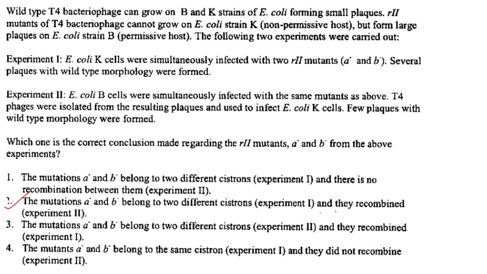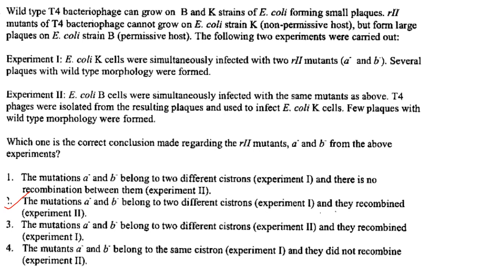And what did you obtain? You got few plaques with wild type morphology. Only very few plaques were obtained. Now what could be the reason for this? The reason is recombination has taken place. This recombined gene got packaged into the phage, and upon infection to E. coli K cells, it was able to lyse the E. coli K cells. That is why, because recombination has taken place, you got very few plaques with wild type morphology.